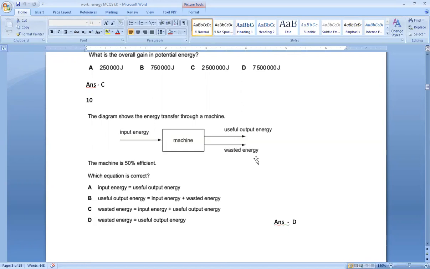First option says input is equal to output. It's not correct, because output is half of input, because it is 50% efficiency. B says useful output energy is equal to input plus wasted. It cannot be. It will be a lot of energy. Wasted energy is equal to input plus output. No. So wasted energy is equal to output energy, because it is 50% efficient. So 50% is wasted and 50% changes into useful energy. So option is D.